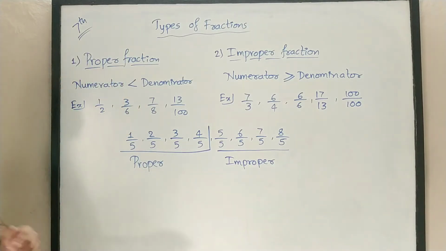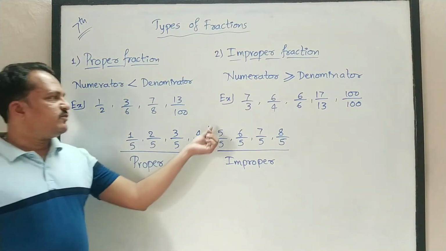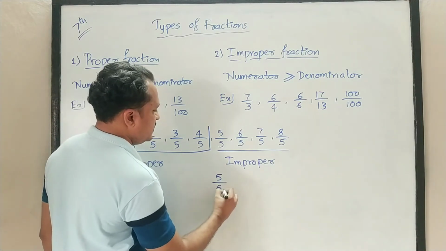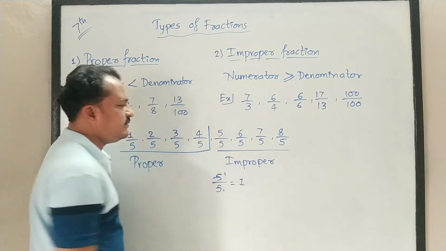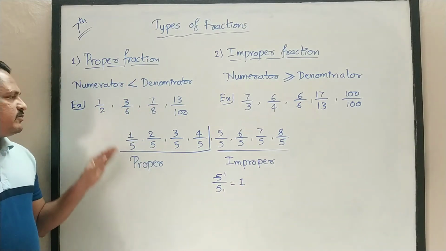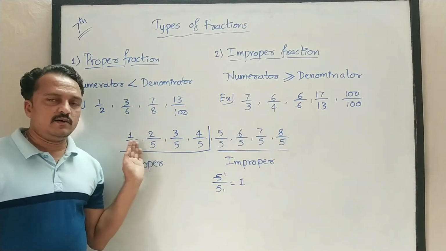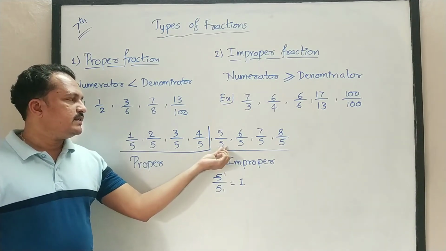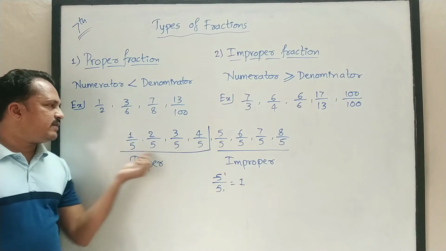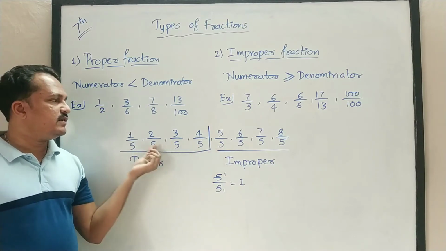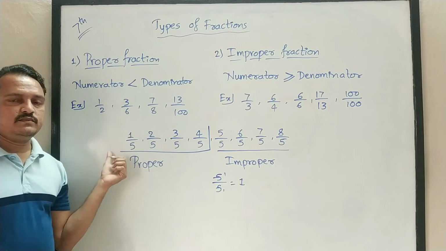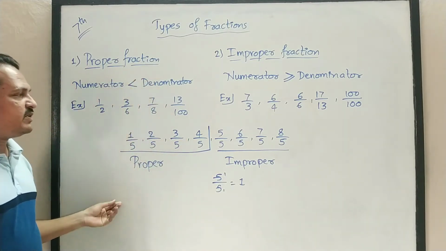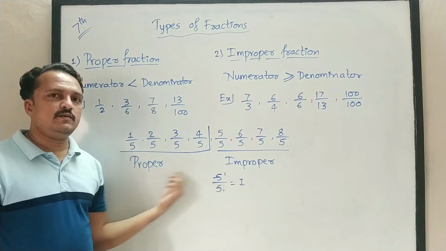Improper. And one more thing we are going to study here: 5 by 5. The value of this 5 by 5 is 5 ones and 5 ones, finally we are getting 1 here. If I write these in ascending order, already these are in ascending order. That means here we are having the 1, and before this, whatever proper fractions are there, all are less than 1. So that is one important property of proper fractions: proper fractions are always less than 1.